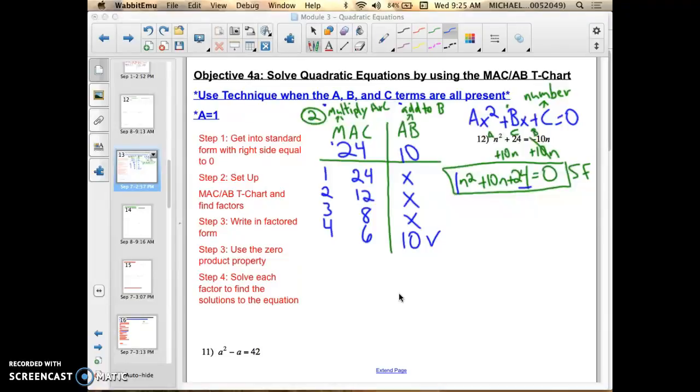So I am done with step 2. I have set up the MAC AB T-chart and found the factors. They are right here.